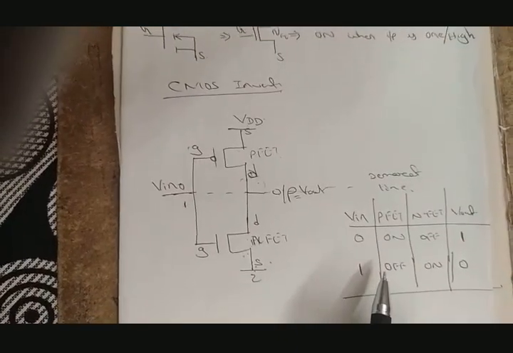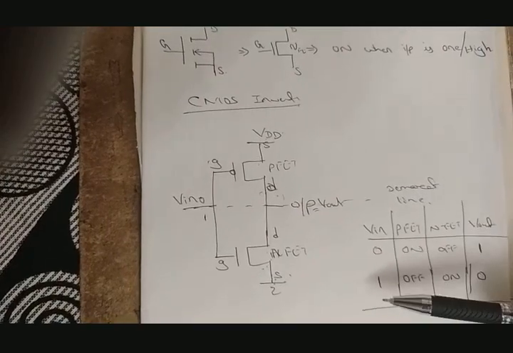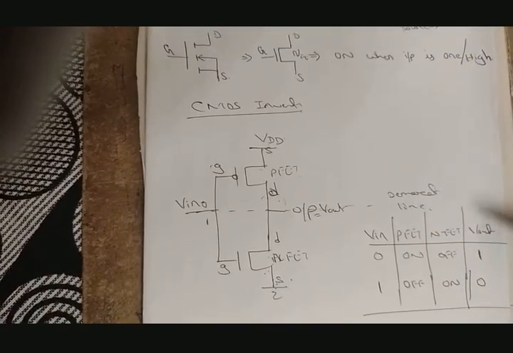Okay, so this is the table for your CMOS inverter. If the input is 0, the output is 1. If the input is 1, the output is 0. So this is the operation of your CMOS inverter.